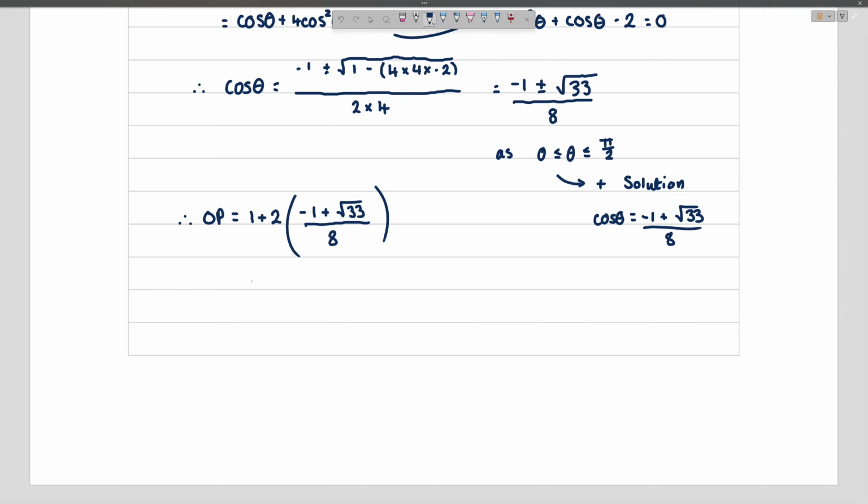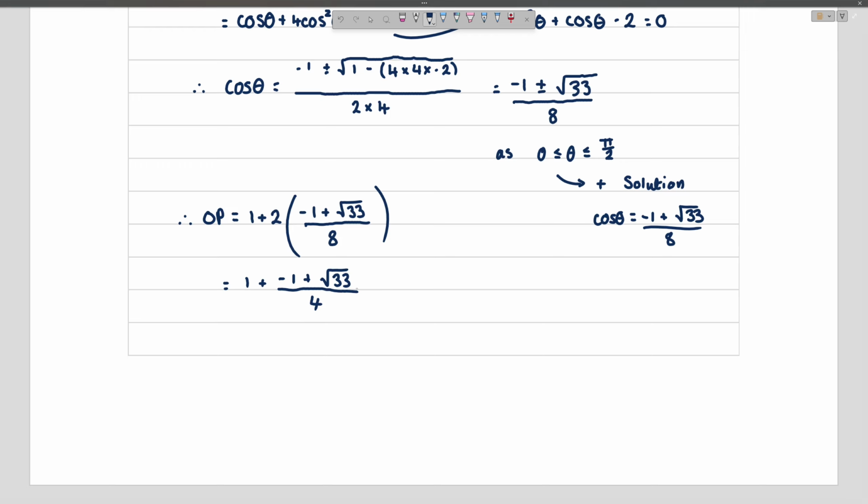If we just simplify this here, what would that give me? 2 lots of this would just be plus -1 plus root 33 all over 4, like this bit here. So -1 plus root 33 over 4. I appreciate I'm not explaining this very well at this final part, but stay along with me.